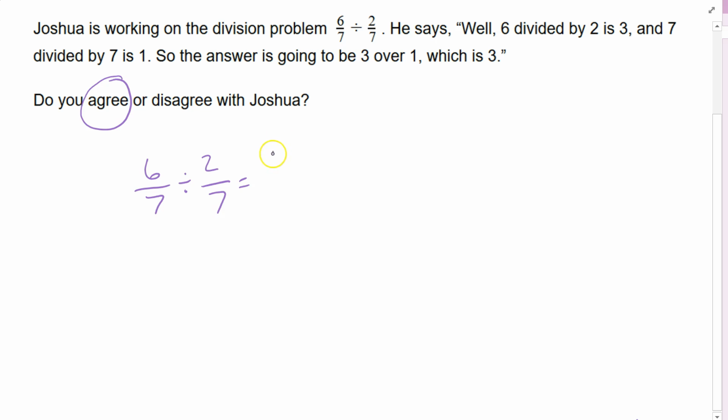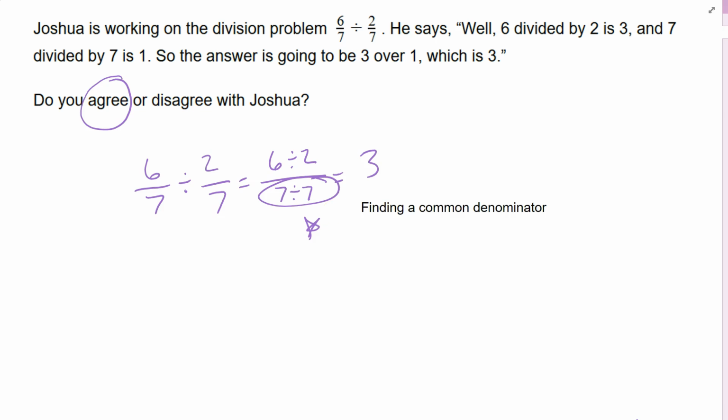So Joshua is not wrong by using this technique. And this technique works really nicely on this problem because 7/7 is 1. And this notation, we could always use this by finding the common denominator. So this technique will get us there by finding the common denominator.